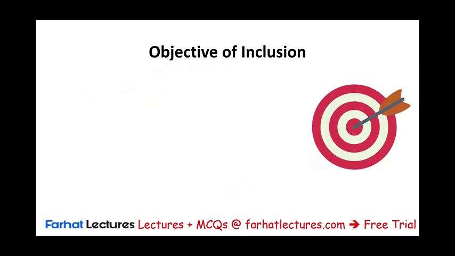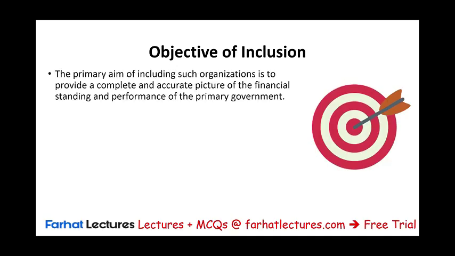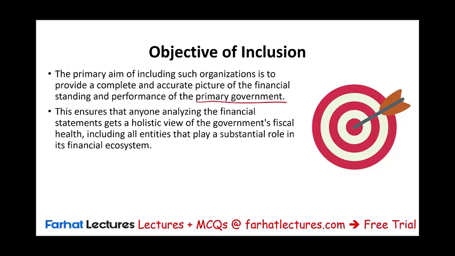Why do we include this? Why do we include those components? Well, the aim is to do what? Is to provide a complete and an accurate picture of the financial standing of the primary government. This ensures that if someone is looking at the city of Philadelphia, they want to see a holistic view. Holistic means a complete view of their financial health, which includes the Community College of Philadelphia.